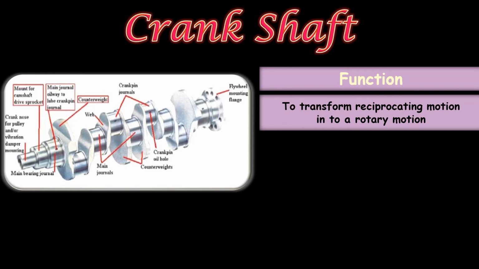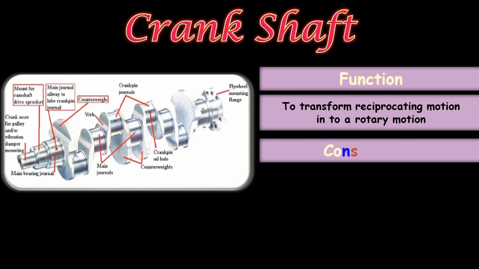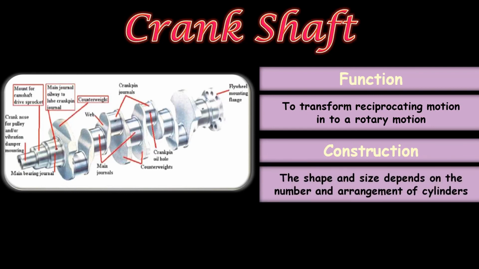Next one is the crankshaft. The main function of the crankshaft is to transform the reciprocating motion into rotary motion. That means we are going to connect the crankshaft to the connecting rod, and then the connecting rod is connected to the piston. So where we need to convert one type of motion into another, we use the crankshaft.